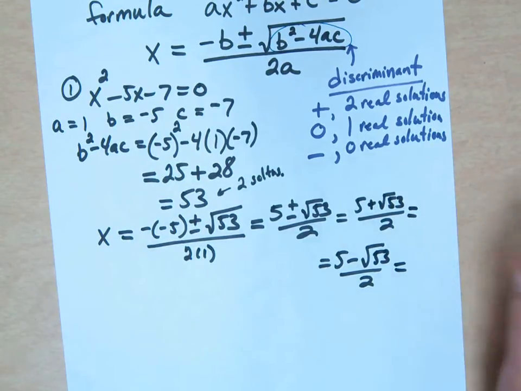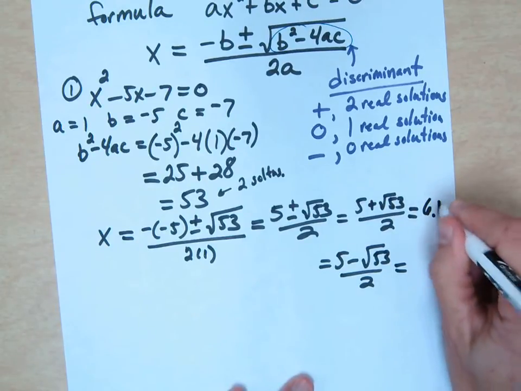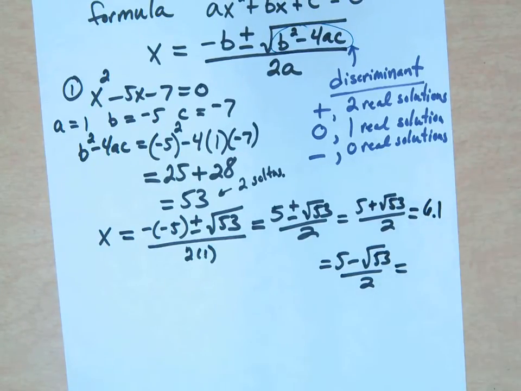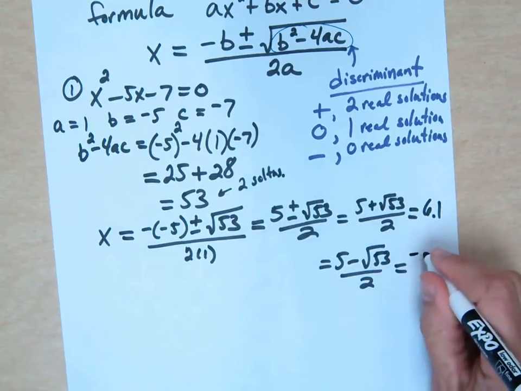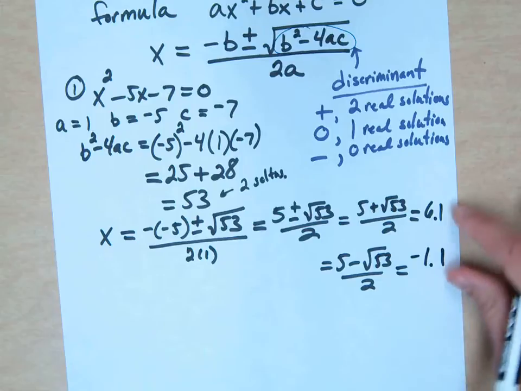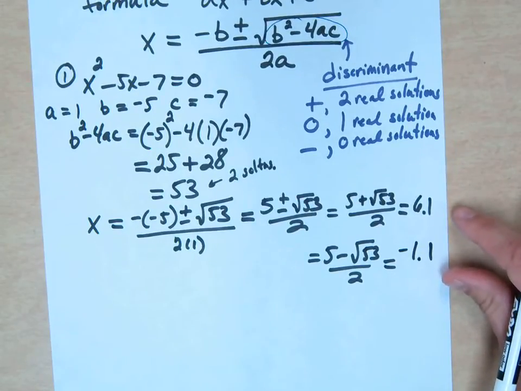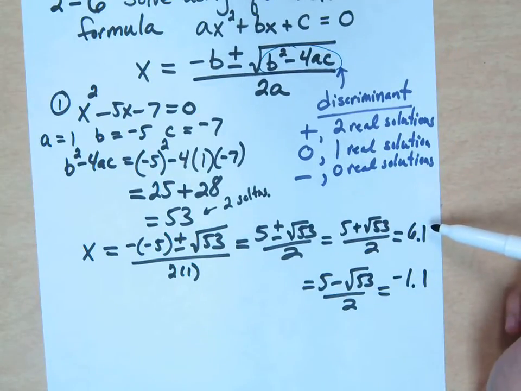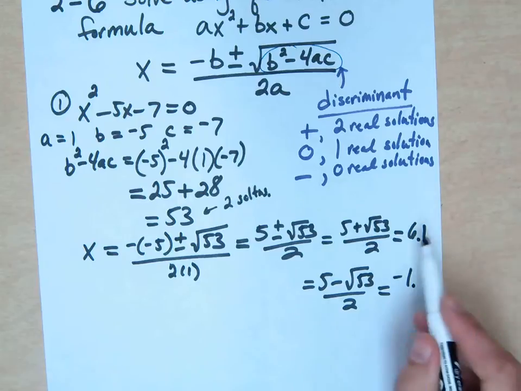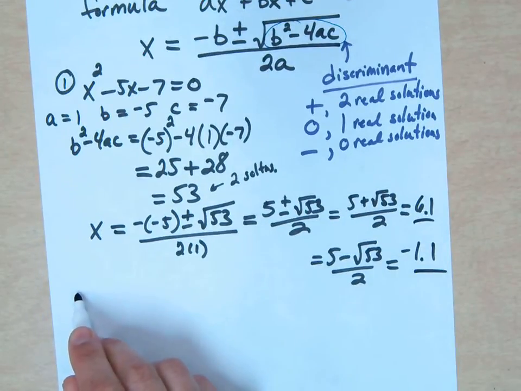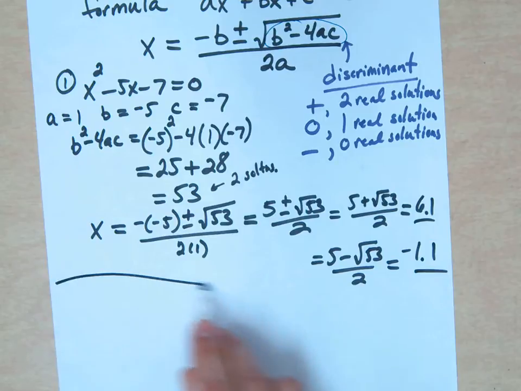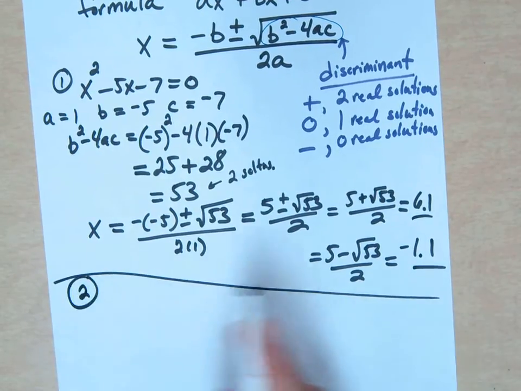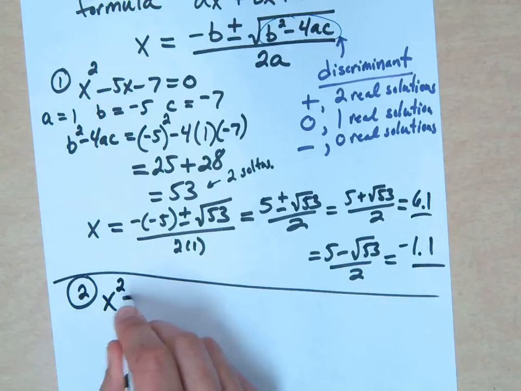And we really just need to do that on our calculator. So if I type in 5 plus the square root of 53 equals, divided by 2, I get 6.1. I would never ask you to evaluate this without a calculator. And this is negative 1.1. Those are the x-intercepts. If this were a graph of a parabola, it would cross the x-axis at 6.1 and negative 1.1. So let's try one where we have no real solutions.